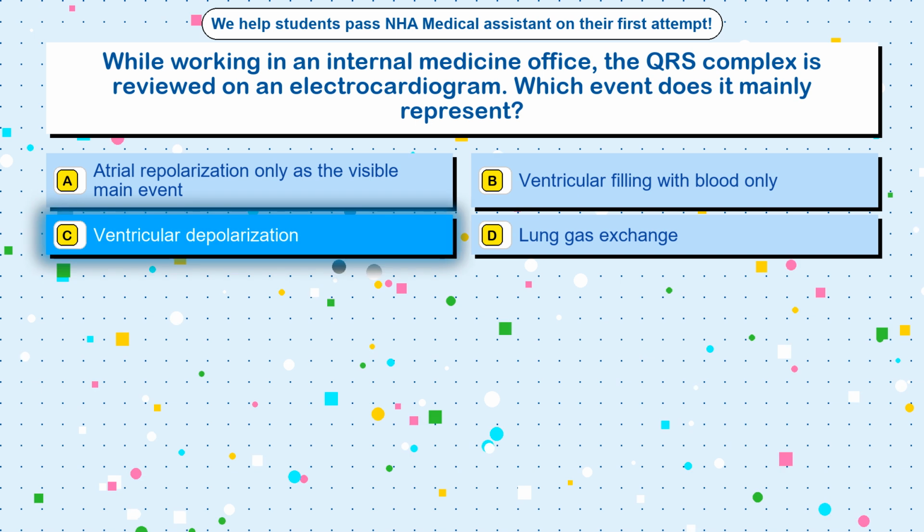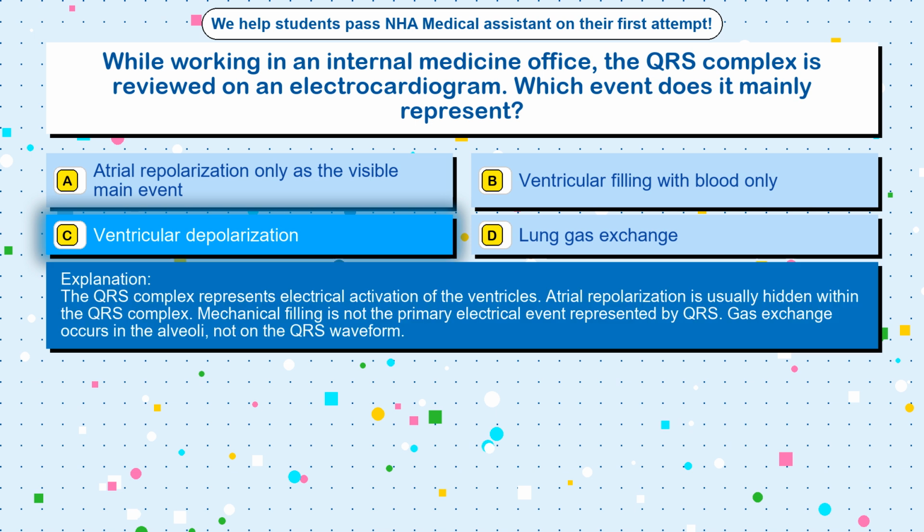The correct answer is option C, ventricular depolarization. The QRS complex represents electrical activation of the ventricles. Atrial repolarization is usually hidden within the QRS complex. Mechanical filling is not the primary electrical event represented by QRS. Gas exchange occurs in the alveoli, not on the QRS waveform.